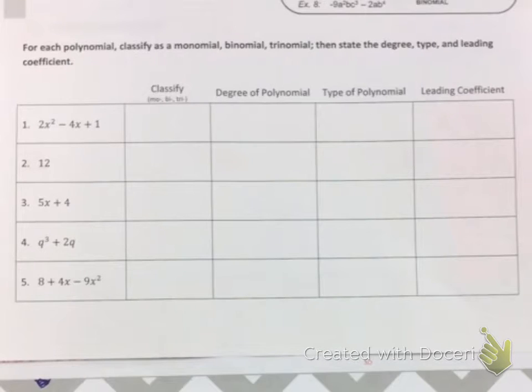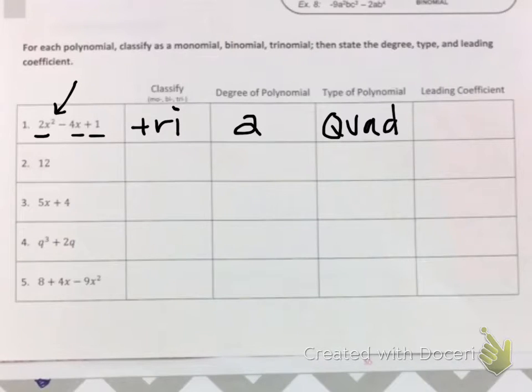All right, so what we're going to do is classify our equations by looking at them. So first of all, is this a binomial, monomial, or trinomial? It has 3 parts, so it's a trinomial. What's the degree of it? Well, the highest power is 2, so the degree is 2. What type of polynomial is it? Well, because its power is 2, it's called a quadratic. And then the leading coefficient is the number in front of the degree, which in this case is a 2.